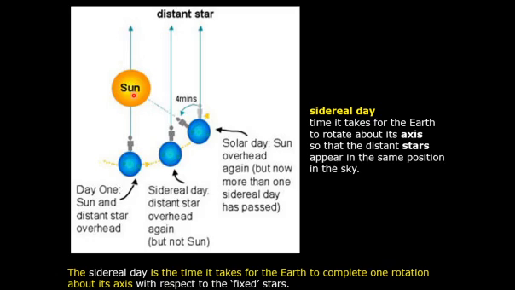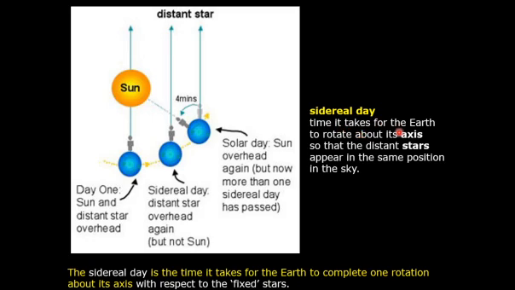But why not the sun? Because the earth has moved forward along with the rotation, so the sun has shifted from the overhead position. So the observer now has to rotate a bit more than one rotation so that the sun is seen overhead again. Then it is called the solar day, while the first one, with respect to the distant star, is called the sidereal day.